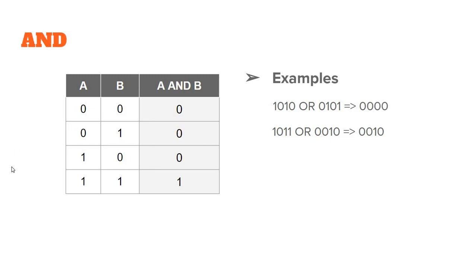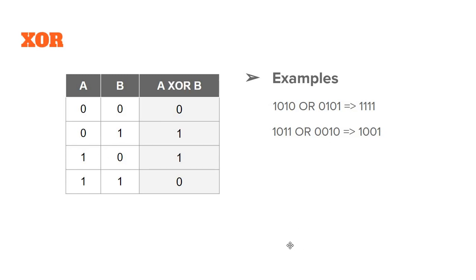The next operation is called AND, and the result is 1 only if both inputs A and B are 1. So for example, 0 and 0 is 0, 0 and 1 is 0, 1 and 0 is 0, 1 and 1 is the only case where we have a 1. And I've used here the same examples from the previous slide. And again, working from the right, 0 and 1 is 0, 1 and 0 is 0, 0 and 1 is 0, 1 and 0 is 0. So in this case, the result is 0000. And again, as an exercise, you can try to check the second example.